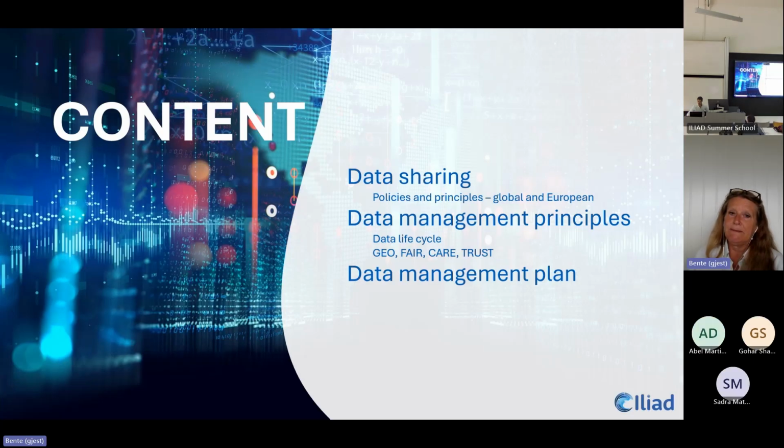So I will go very briefly through the policies and principles, both global and a little bit focused on Europe. As I said, you will be introduced to several data management principles, and we will also cover a little bit about the data management plan. All of this is obviously very important when you are creating a digital twin.